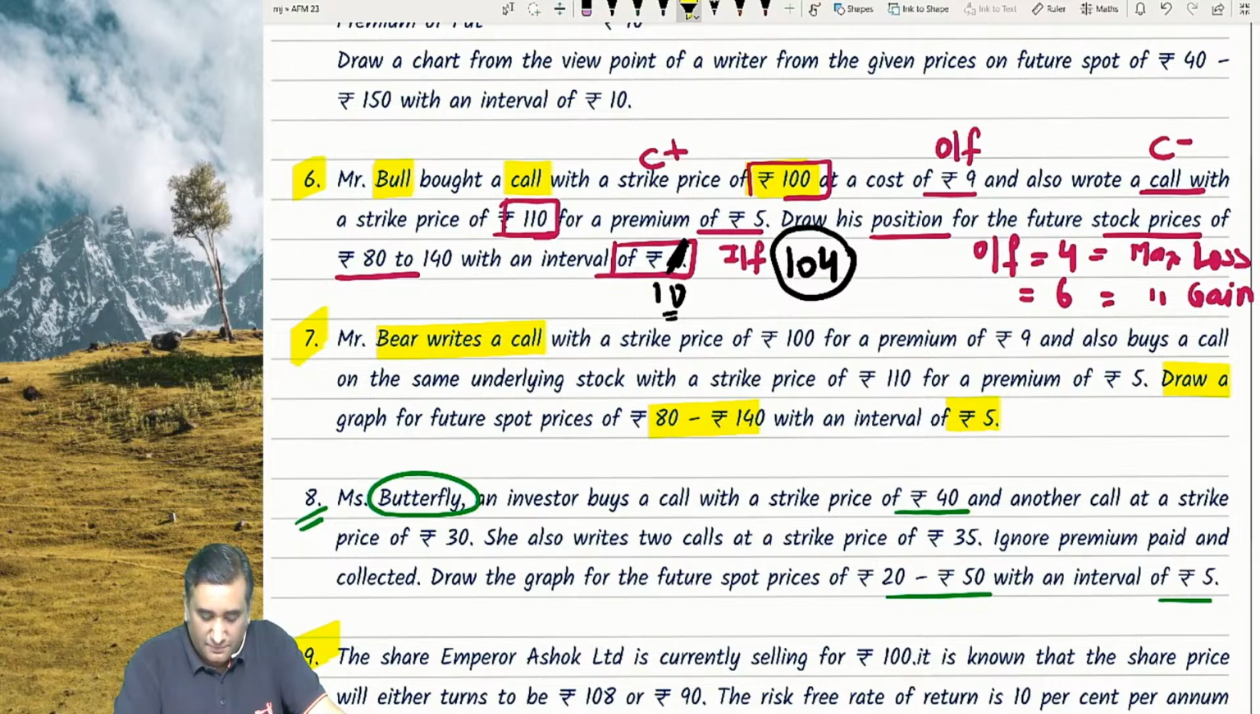Seventh question. Mr. Bear writes a call with a strike price of 100 for a premium of 9. Also buys a call on the same underlying stock with a strike price of 110, premium of 5. Draw a graph for future spot prices of 80 to 140 with an interval of 5. What I need from you is the graphical presentation, maximum gain, maximum loss, and payoff profile. And if you think you can add the break even point, add it, otherwise it's okay.